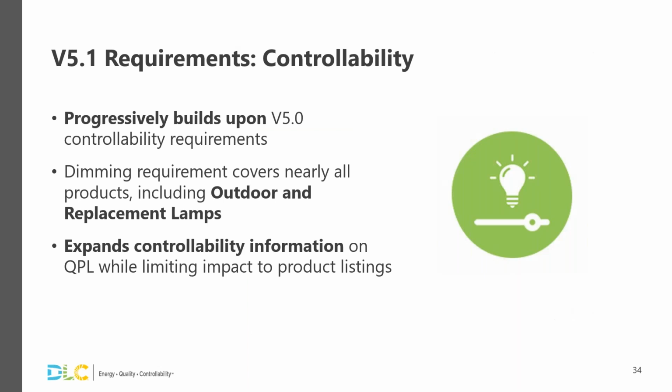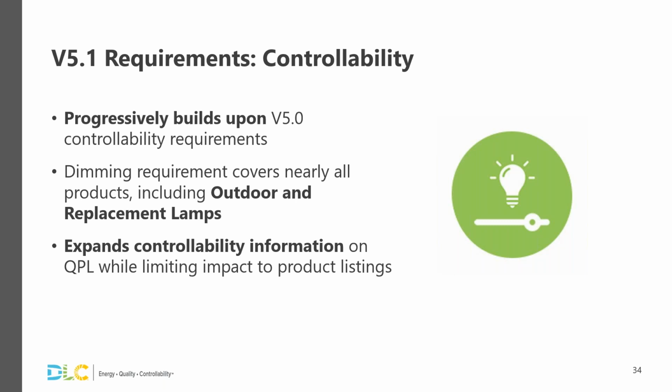Thank you, Yao. All right, we're going to keep moving along here. 5.1 controllability. These requirements are established to progressively build upon the controllability aspects that we discussed just a few minutes ago in 5.0. Starting with dimming, the dimming requirement, which had been for indoor luminaires and retrofit kits under 5.0, extends to nearly all products under 5.1, including outdoor luminaires and retrofit kits and all replacement lamps. Again, there are some exceptions, as with 5.0. I'll cover those in the next slide.